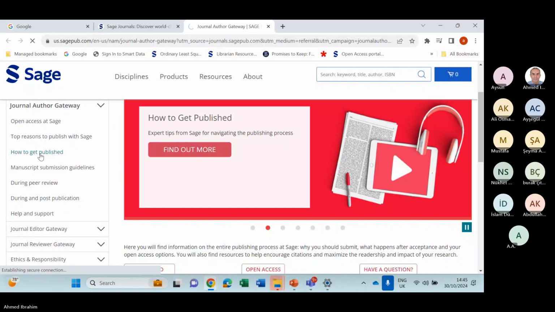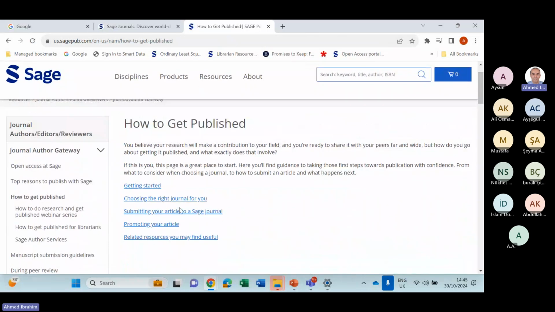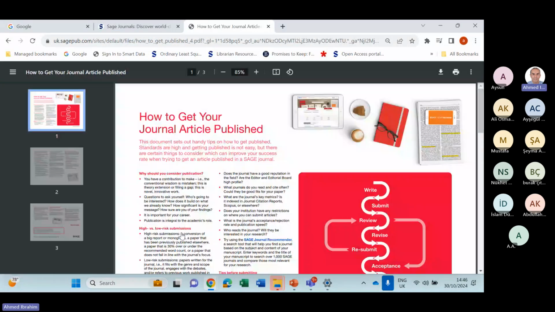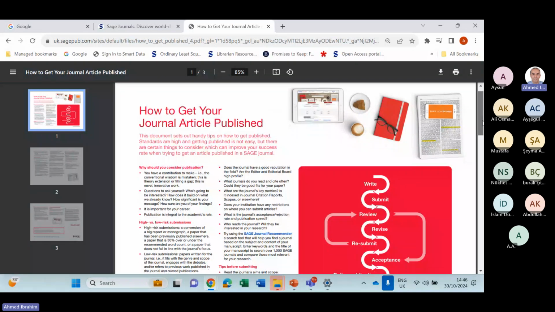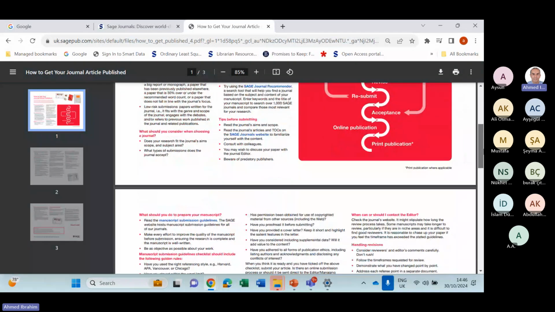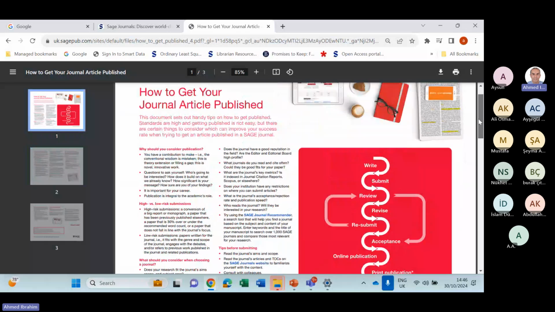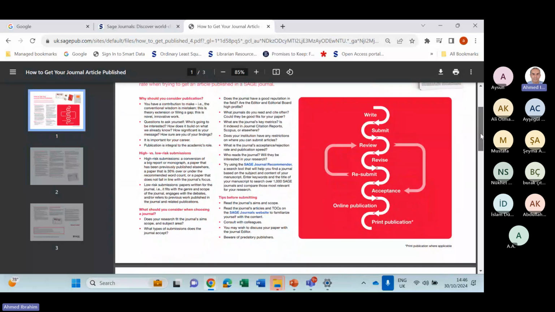So here, getting started, choosing the right journal for you, submitting your article to a Sage journal, promoting your article, and some related resources you may find useful. And in getting started, you can find the how to get published guide. You can download this guide. So this is how to get your journal article published. This is a guide you can just keep in your PC and use it whenever you need to publish an article. So this guideline will be available always with you.